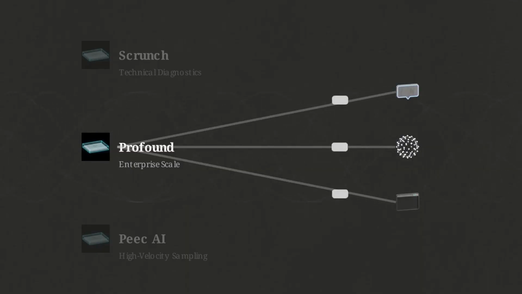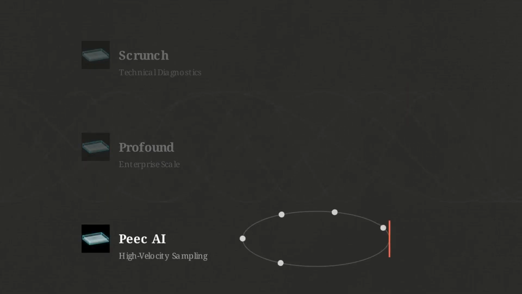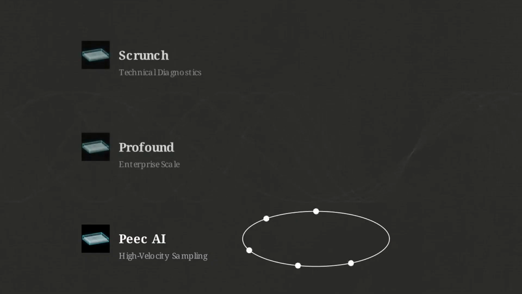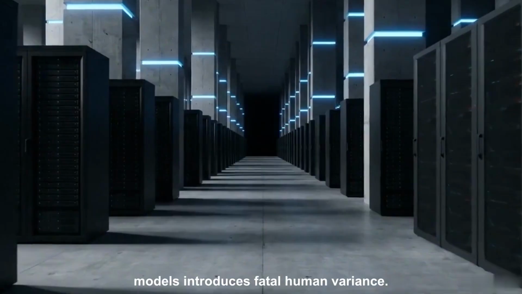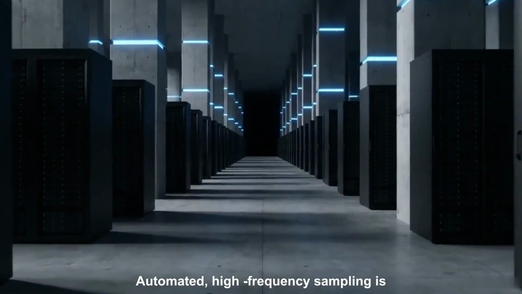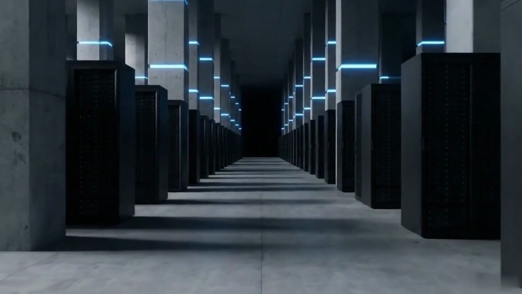Profound deploys for heavy data extraction. It processes multi-engine tracking across a massive historical footprint, serving enterprise architectures with high budgets. Peec AI handles high-velocity daily sampling. It provides clean, frictionless measurement loops without imposing per-seat operational bottlenecks on the team. Attempting manual measurement across these models introduces fatal human variance. Automated, high-frequency sampling is an absolute prerequisite for maintaining data integrity.